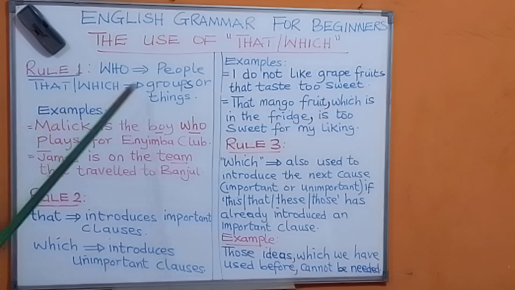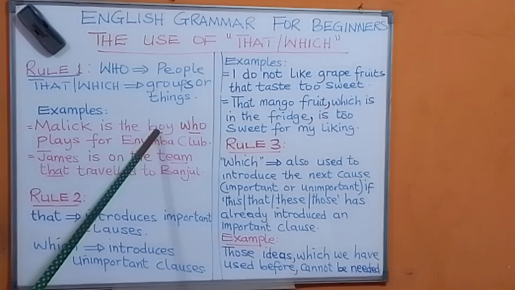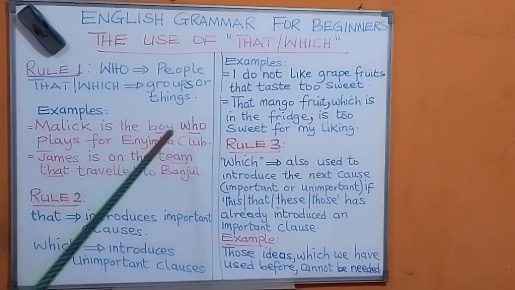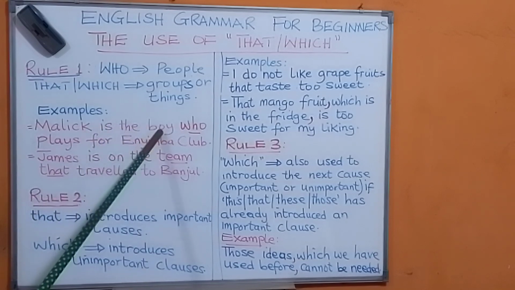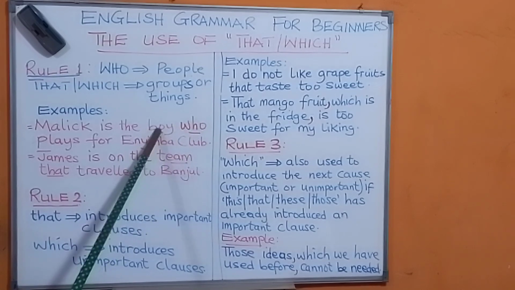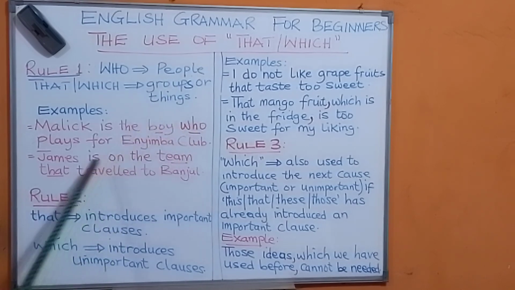For example, let's give examples so that we understand this. Number 1, Malik is the boy who plays for Enyimba Club. Malik is the boy who, because Malik is a person. Boy is a person. It's a personality, a human being. So we say who plays for Enyimba Club. So you see that boy there, boy for person, who.